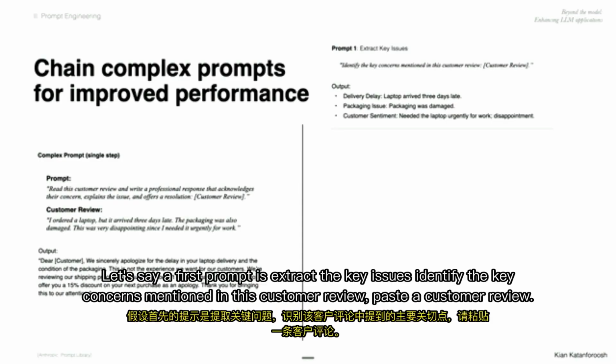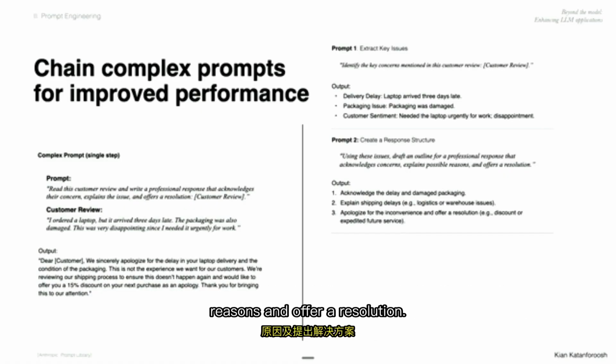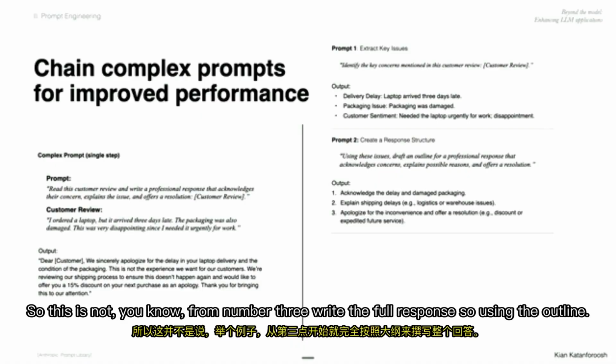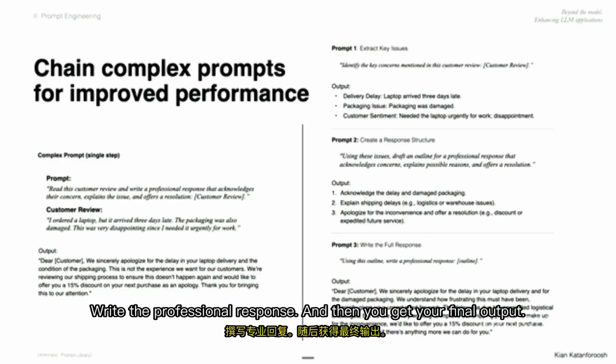Let's say the first prompt is: extract the key issues. Identify the key concerns mentioned in this customer review. Paste the customer review. Second prompt: using these issues, so you paste back the issues, draft an outline for a professional response that acknowledges concerns, explains possible reasons, and offers a resolution. Prompt number 3: using the outline, write the professional response. And then you get your final output.